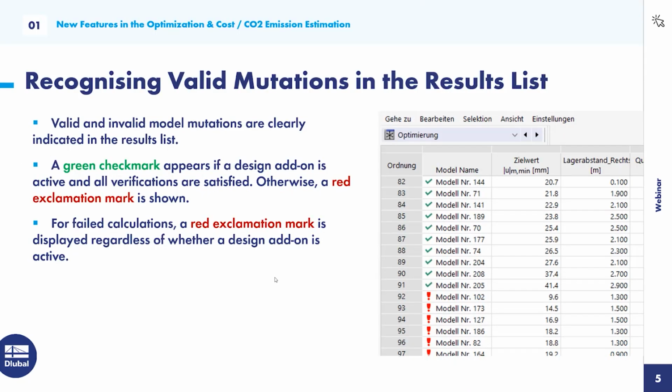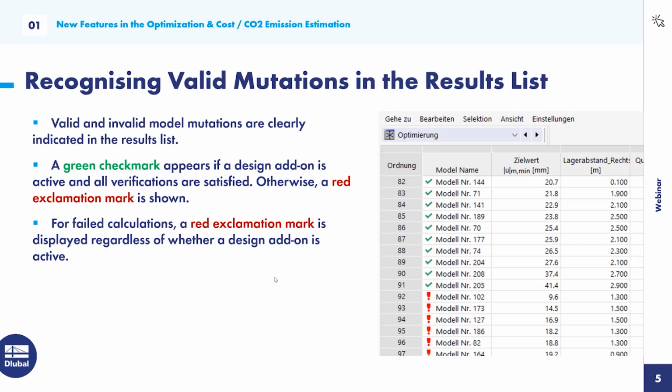So one new feature, maybe you already know it, is the results list where we collect all the single results given by a specific mutation of the model. The add-on optimization varies the parameters you would like to optimize and then saves the results together in one list. And this list now has green check marks and red exclamation marks, depending on whether a model mutation is considered valid or invalid.